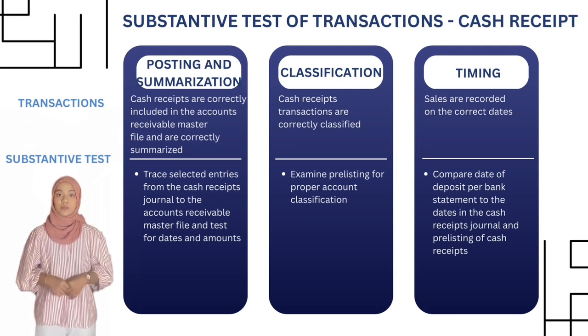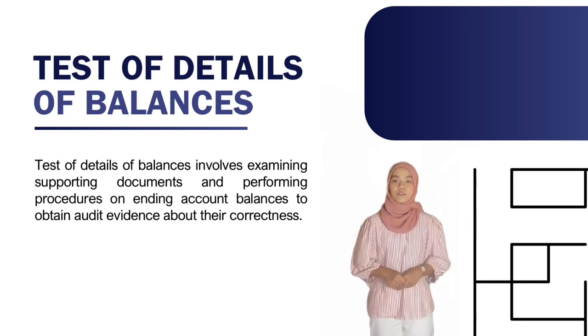And the last one, timing. This test confirms that cash receipts are recorded in the correct accounting period. The auditor compares the date of deposit per bank statement to the dates in the cash receipt journal and pre-listing of cash receipts.